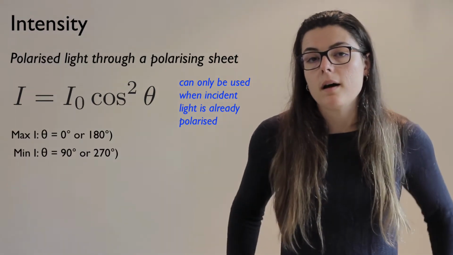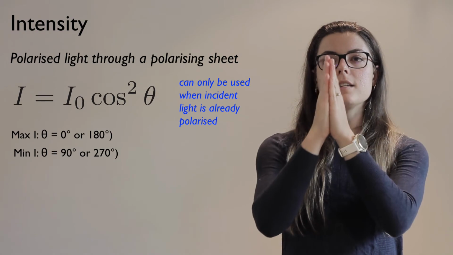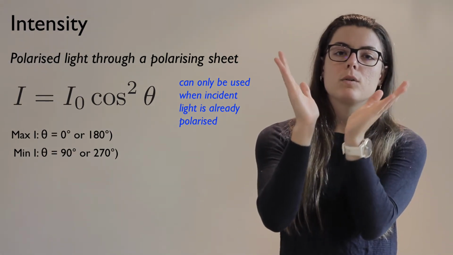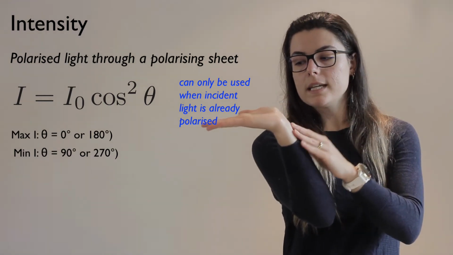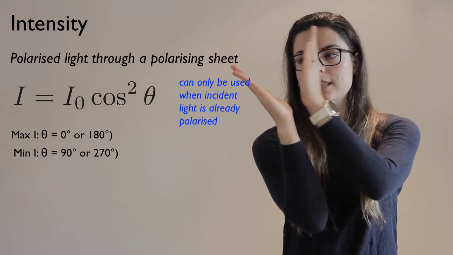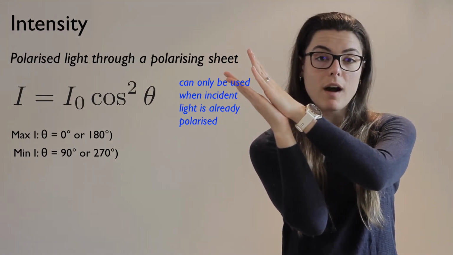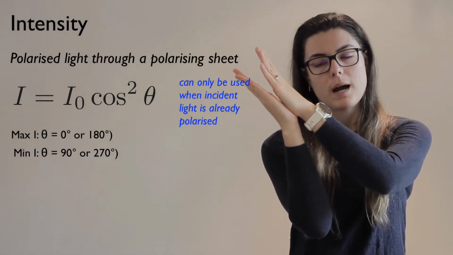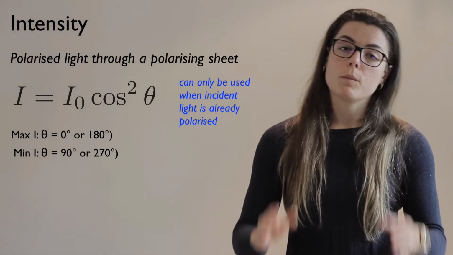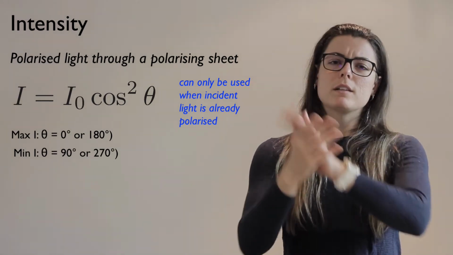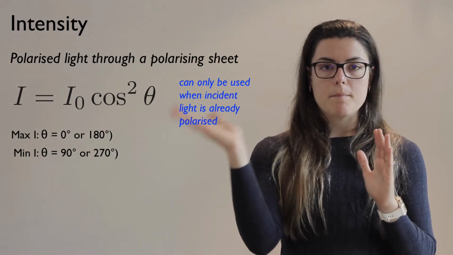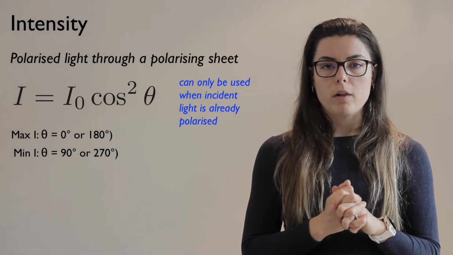Now we need to remember that theta isn't necessarily an absolute angle, it is the relative angle between them. For example, we can have a sheet that is polarized at 20 degrees and light that is polarized at 25 degrees from the horizontal coming in. The angle theta is only going to be 5 degrees between them. So we need to be careful about this angle because it's just the relative angle between the light coming in and the orientation of polarization of the polarizing sheet.